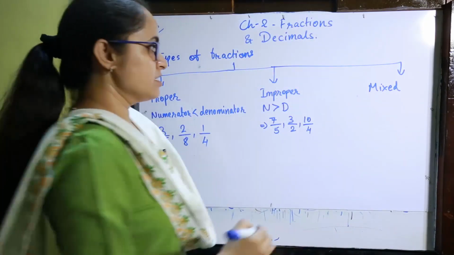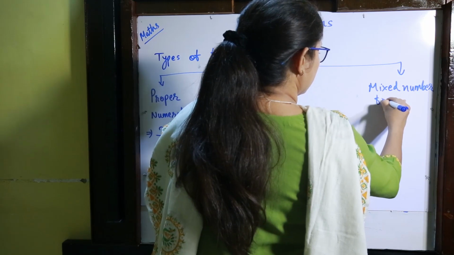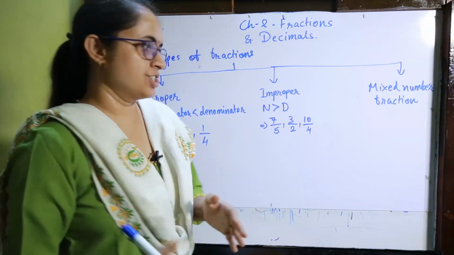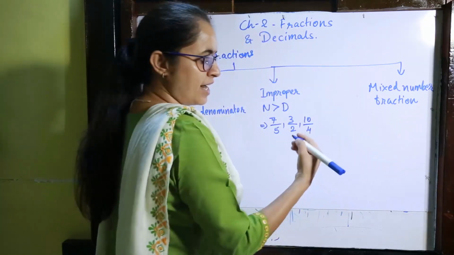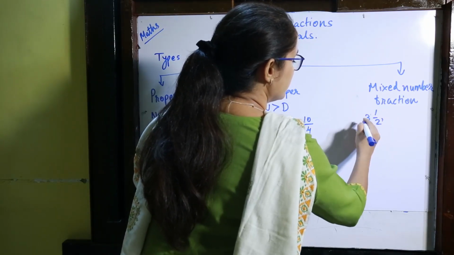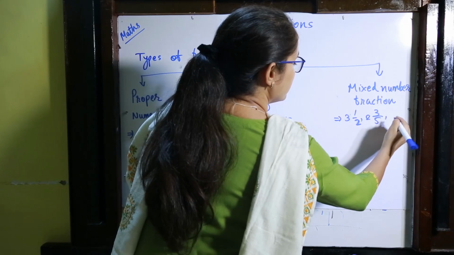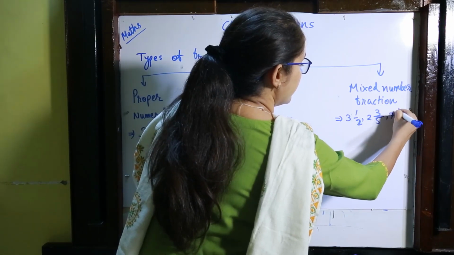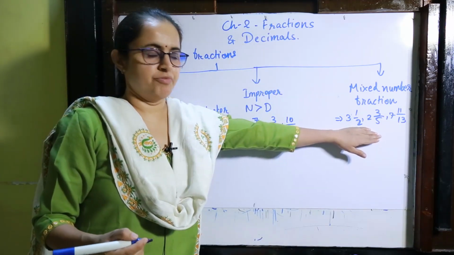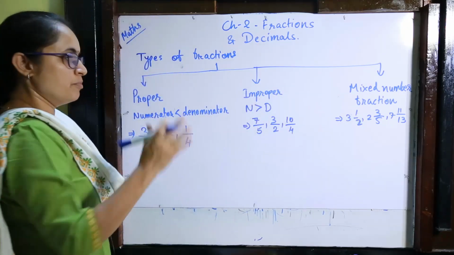Mixed number fraction has the combination of a whole number as well as the fraction. So the combination of a whole number and the fraction goes like this: 3 1 upon 2, then 2 3 upon 5, then 7 8 11 upon 13. These are some examples of mixed number fraction. So you have already studied these 3 things in the last class and the previous class.